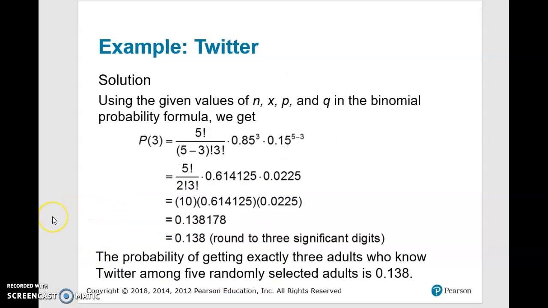Now, for those of you who are interested in using that formula, like I said, you don't have to. There are quicker ways to do these problems. Here is how we would fill in the formula to get our answer. And you can see using the formula, we come up with 0.138. We're going to get the same thing momentarily using our calculator.